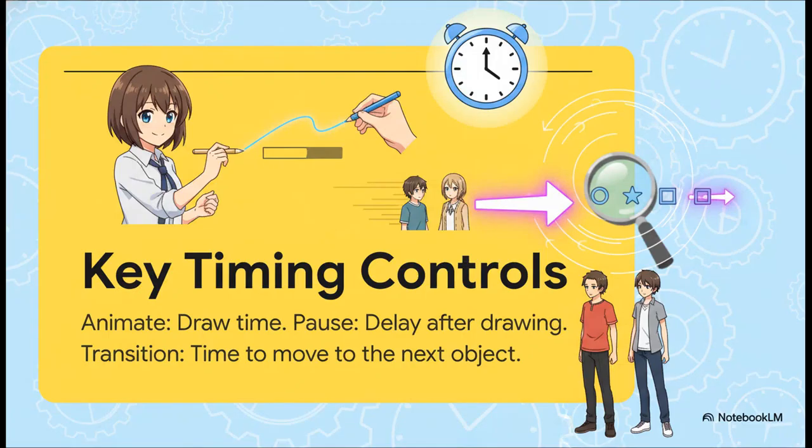Okay, to get that pacing just right, you need to become friends with these three settings. Animate is simply the drawing speed. Pause is how long the camera chills out after something is drawn, and transition is the time it takes for the camera to swoop over to the next thing. Getting these three to work together, that is the secret to perfect pacing.